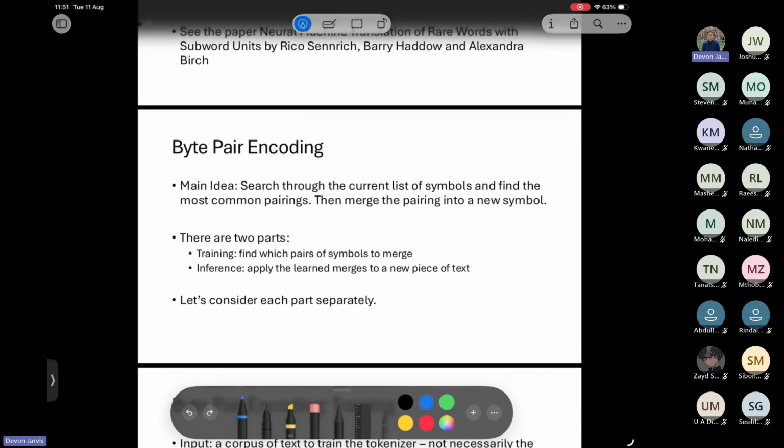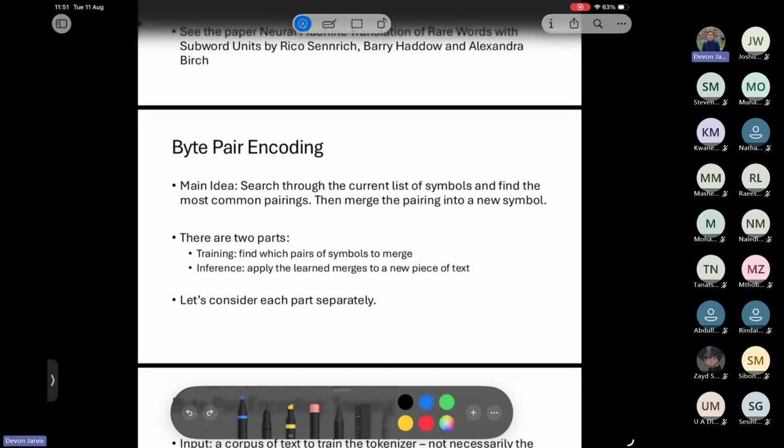Okay, so the main idea is search through your current list of symbols and find the most common pairing. You're then just going to merge that pairing into a new symbol, and you just iterate this process as many times as you care to. It is important to note there are two phases to this. In a test, I may ask you to do either one. I may ask you to do both.